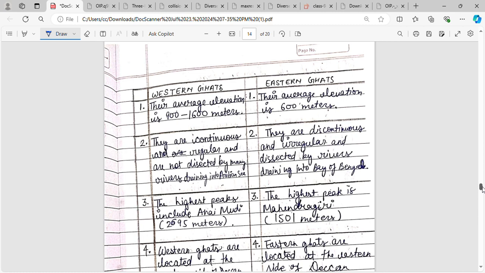So the elevation of Western Ghats is about 900 to 1600 meters, while the elevation of Eastern Ghats is 600 meters. The Western Ghats are continuous and regular and are not dissected by many rivers draining into Arabian Sea. We have just talked about it. Eastern Ghats are discontinuous and irregular and dissected by rivers draining into Bay of Bengal. Why are Eastern Ghats discontinuous, or irregular? The reason is that they are dissected by numerous rivers which drain into Bay of Bengal.